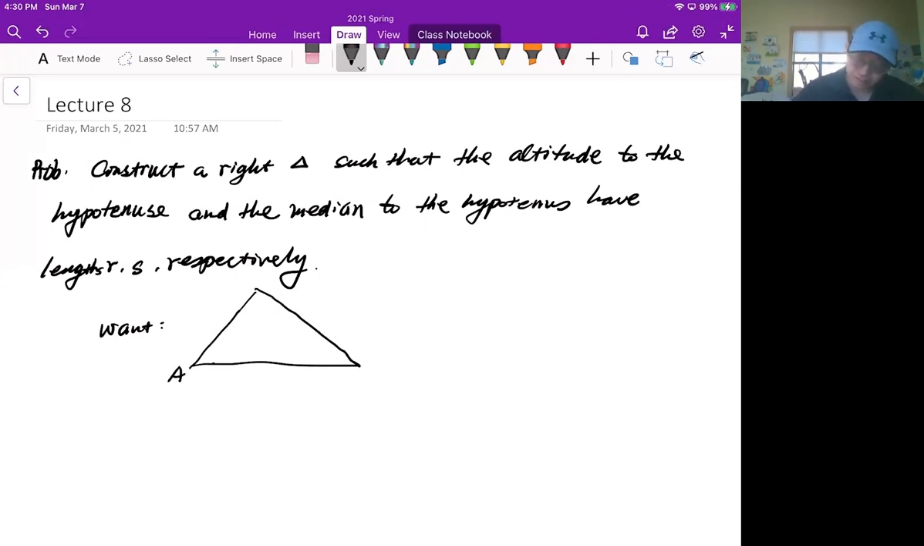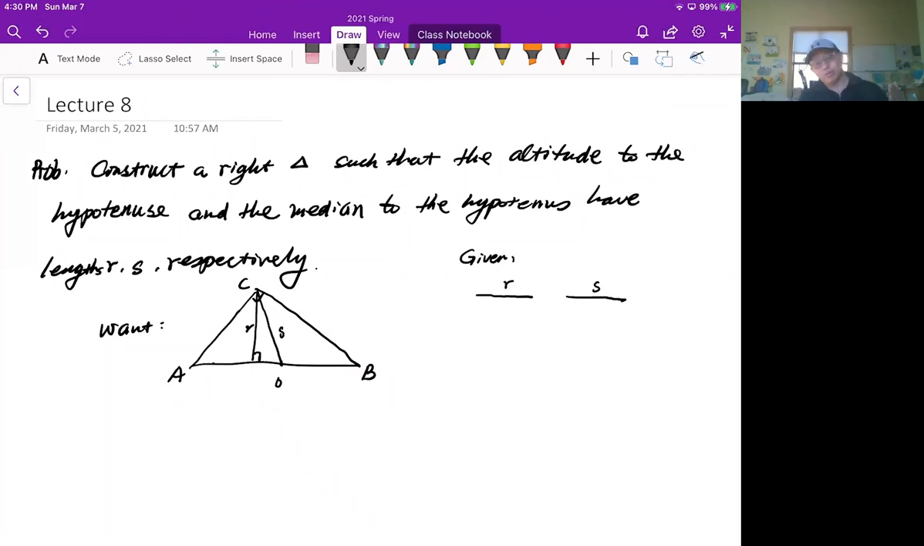So let's say you've got A, B, and C. This is a right triangle, okay? But with the following condition, I want the altitude. The altitude is given, and it has the name R. And then the median here is from O, and this is S. So R and S are given. Let's say this is R and this is S, okay? So the lengths of R and S are given.